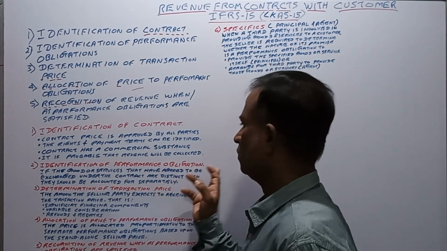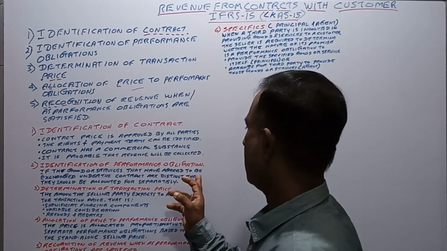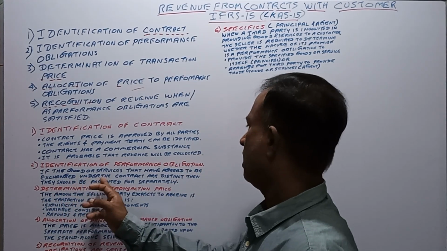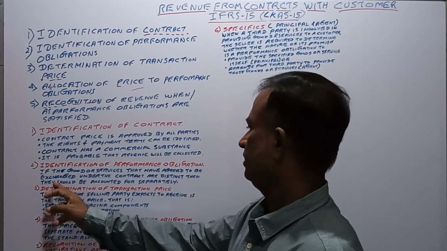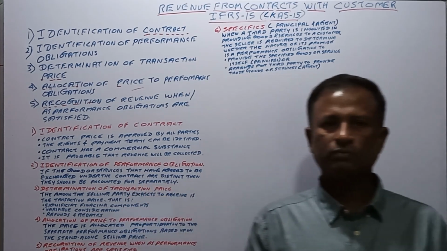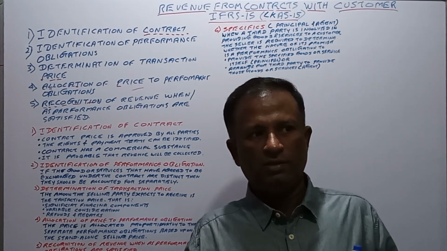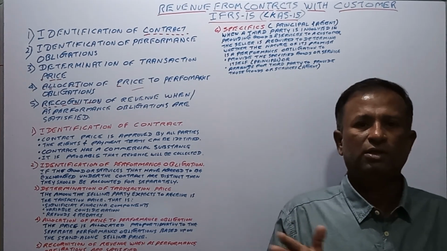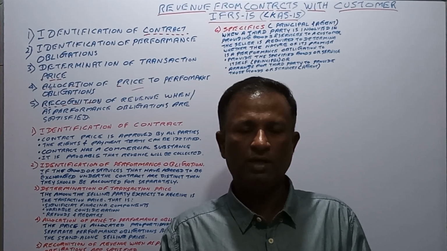Identification of performance obligation. If the goods or services that have been agreed to be exchanged under the contract are distinct, then they should be accounted for separately. The goods which you are supplying should be distinct, in the sense should be separately identified, right?